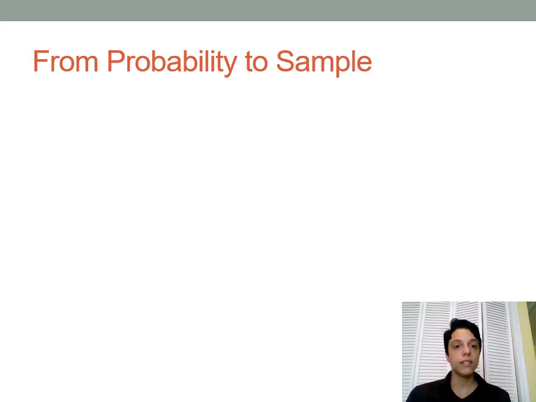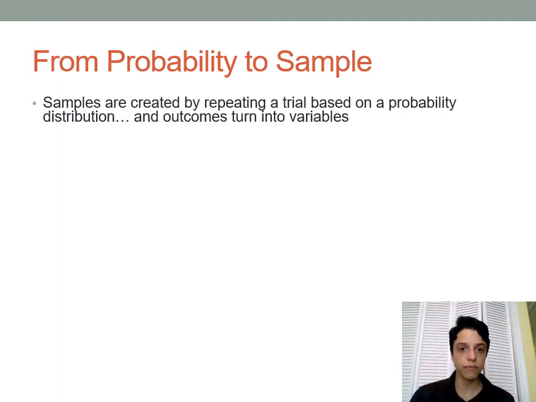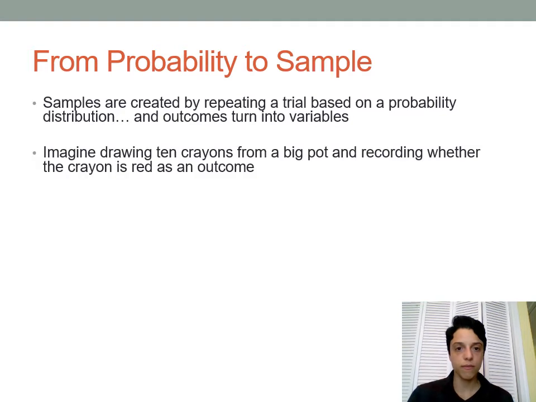All right, so the last thing I want to talk about today is the relationship between probability and probability distributions and samples. I think I've already hinted at it a little bit on this set of slides, but I want to talk about it more formally now. Specifically, the idea is that samples are essentially made up of repeated trials based on some probability distribution, where the outcomes are recorded as variables.